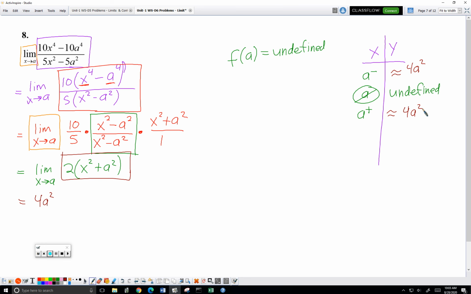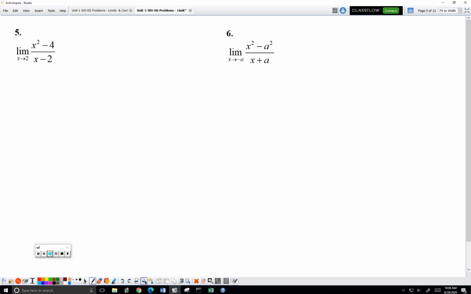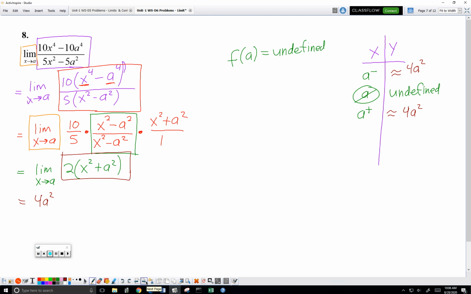Okay, so we found the limit as x approaches a. Are you with me? Okay, for the horizontal, so this part's done. For the horizontal asymptotes, we need to go find the limit as x approaches positive and negative infinity.